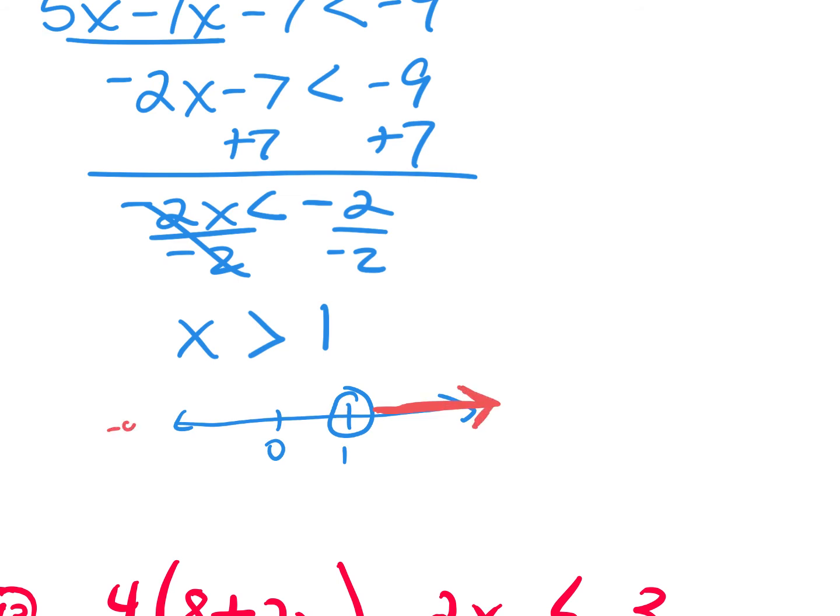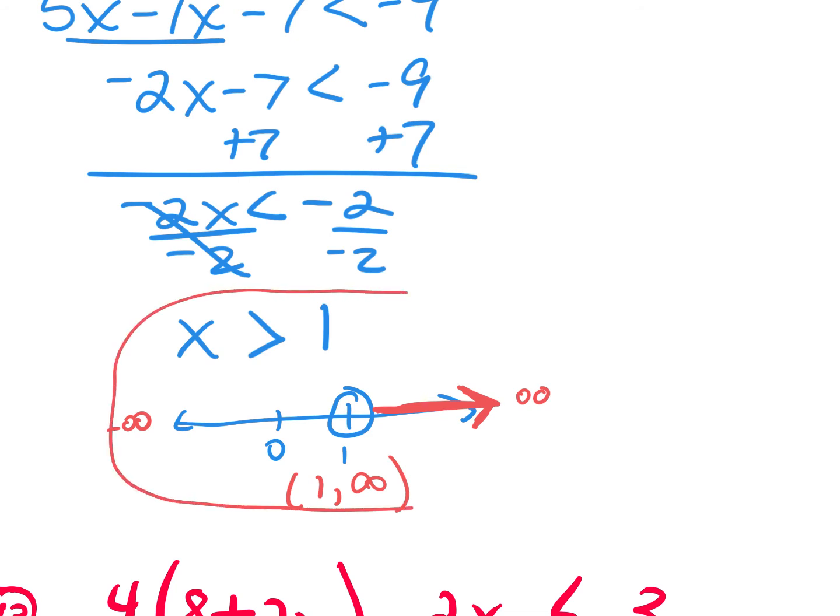So remember, as we write our interval notation, we read from left to right. So our interval notation is from 1 to infinity. Everything along there from 1 to infinity, but it does not include 1. That's why we have parentheses on our 1.